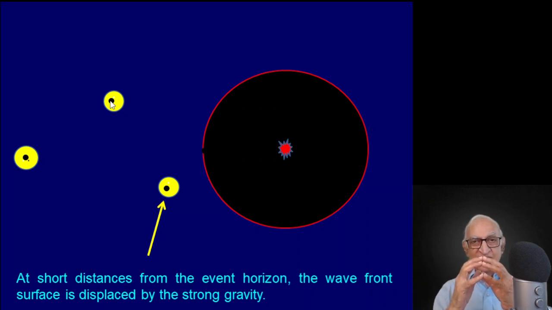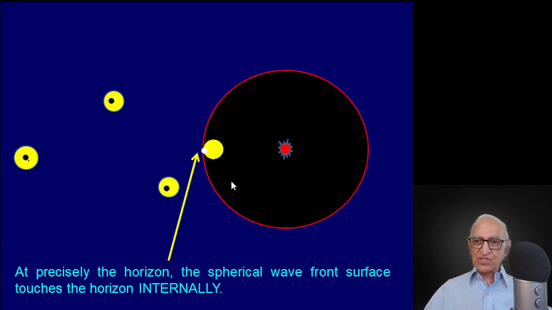Because locally, special relativity is still valid. Light will still expand at the speed of light as a spherical wavefront. But the point of emission is now displaced because the wavefront is pulled towards the black hole by strong gravity. At precisely the surface of the black hole, or precisely at the event horizon, the spherical wavefront surface touches the horizon internally, and there is the point of emission. In other words, at the surface of the black hole, if I emitted a flash of light, no portion of the wavefront will be outside the black hole. The entire spherical wavefront will be inside the black hole, as shown in this diagram.